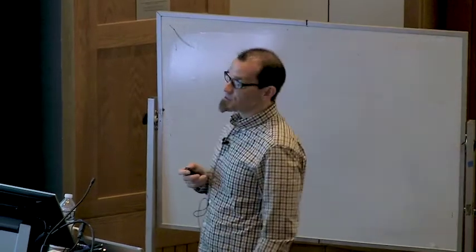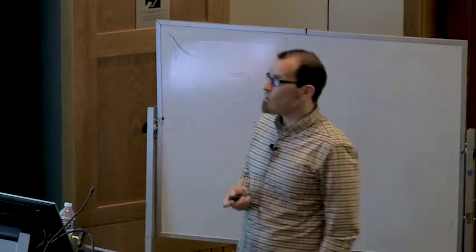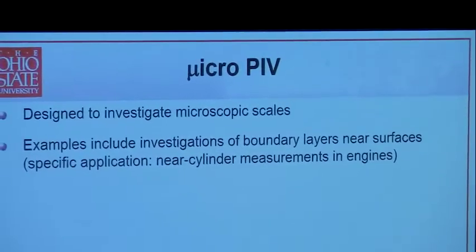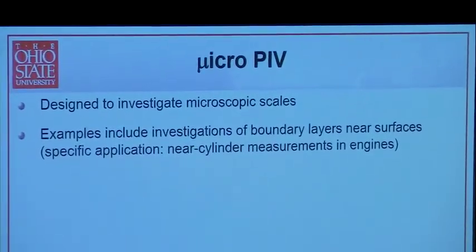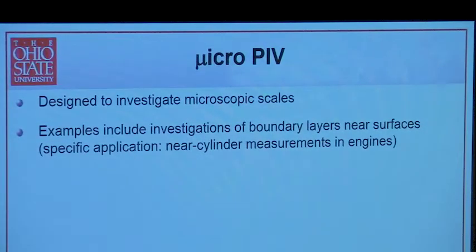Boundary layers near surfaces. Let's say you're interested in looking near the crevice of a piston. You're interested in looking at the outer wall, okay? These are measurements where the interesting things, at least in the context of that experiment, may be in the small scale. Now, again, I will come back to this. You are missing out on the large scale.